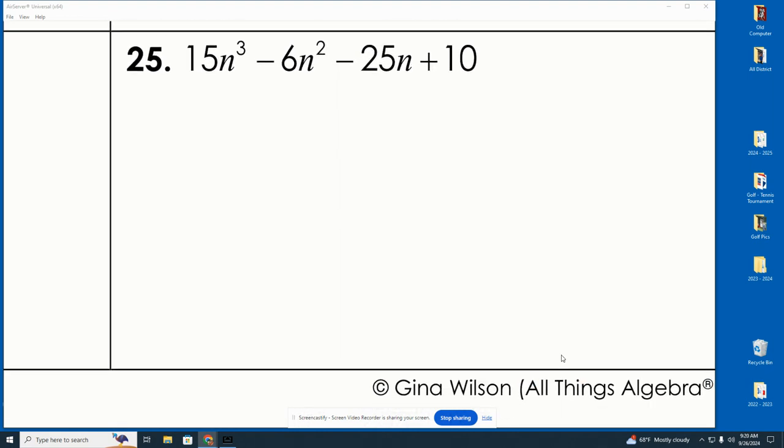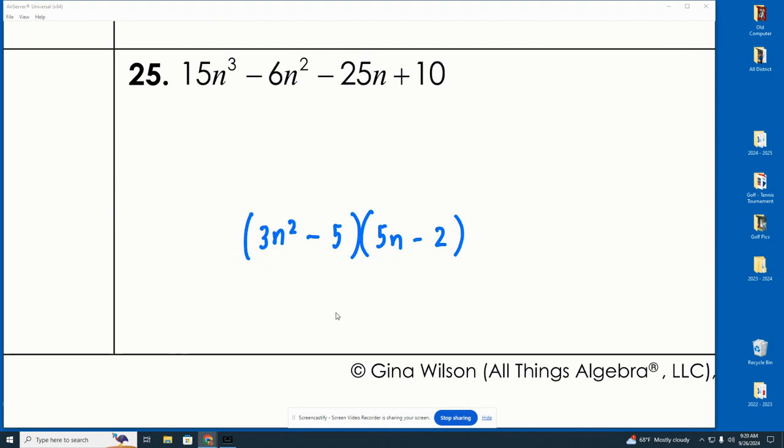So here's the very last problem, number 25. Wasn't too bad, because after you factored by grouping, it couldn't go any further. Here's what it was. It was 3n squared minus 5, and it was 5n minus 2. Couldn't take that any further, because these are definitely not perfect squares. Nothing multiplies by itself to get 3n squared. Okay? So if it's not a difference of perfect squares, it just stays. Questions? That was your assignment, okay?